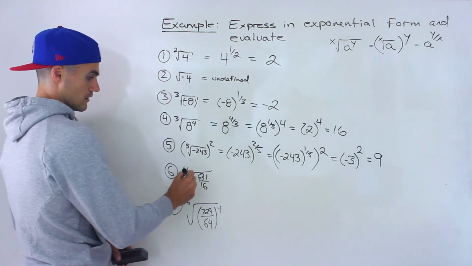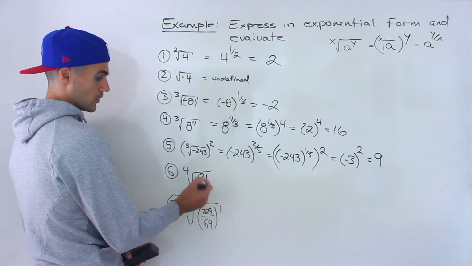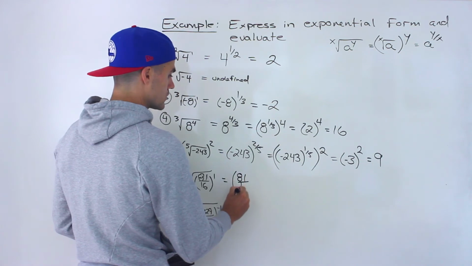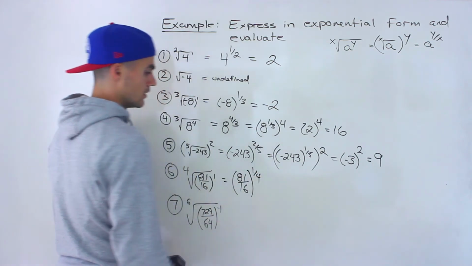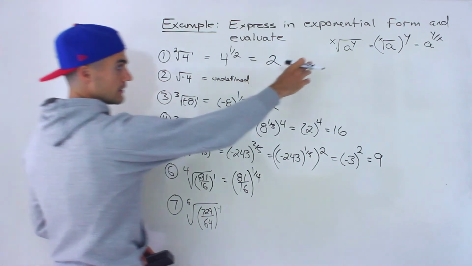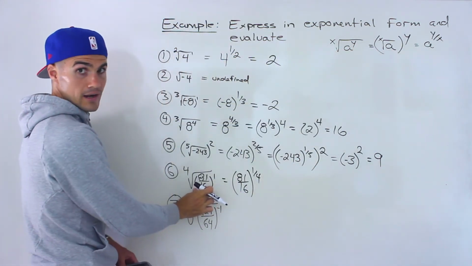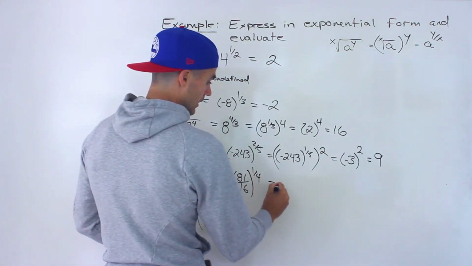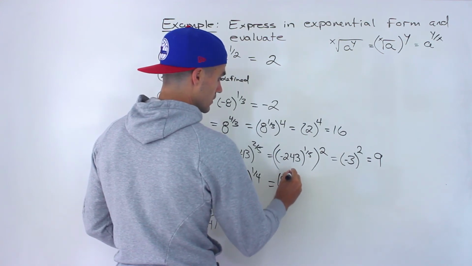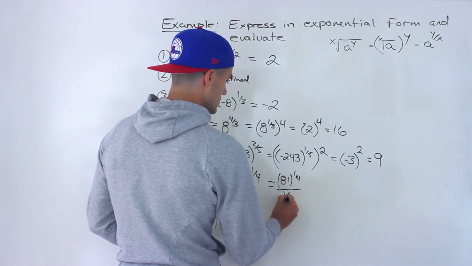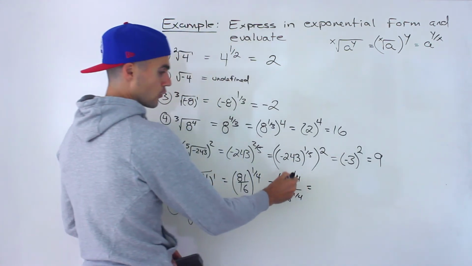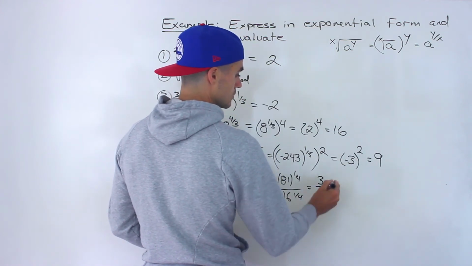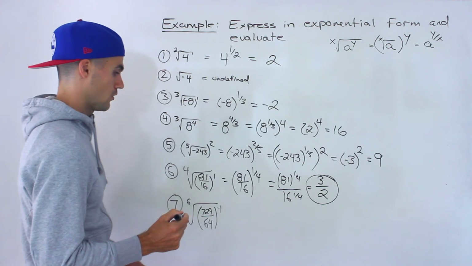And then this here, 81 over 16, the fourth root of 81 over 16. So this is to the power 1. If we convert this to exponential form, it'll be 81 over 16 to the power of 1 over 4. Following that, in this case, the a value is this whole 81 over 16 expression. And then we have a fraction with an exponent outside of it, so we can take the numerator to that exponent and the denominator to that exponent. The fourth root of 81 gives us 3. The fourth root of 16 gives us 2. So we end up with 3 over 2.